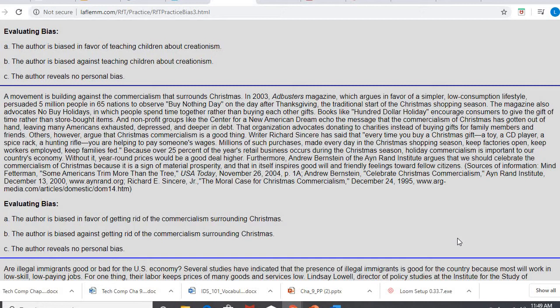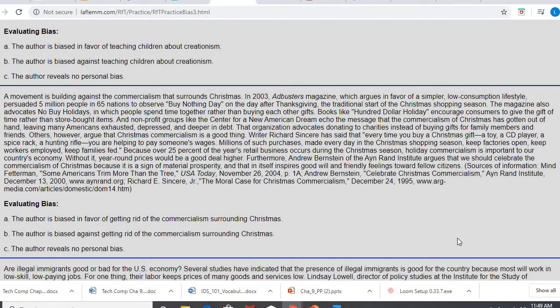A movement is building against the commercialism that surrounds Christmas. In 2003, Adbusters magazine, which argues in favor of a simpler, low-consumption lifestyle, persuaded 5 million people in 65 nations to observe Buy Nothing Day on the day after Thanksgiving, the traditional start of the Christmas shopping season. The magazine also advocates no-buy holidays, in which people spend time together rather than buying each other gifts. Books like $100 Holiday encourage consumers to give the gift of time rather than store-bought items.